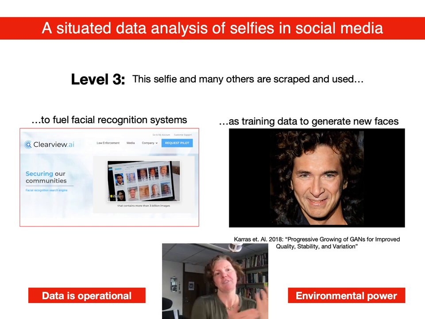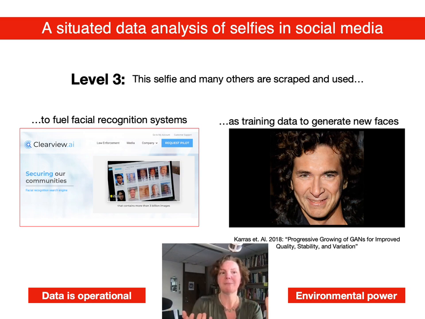So the third level is really purely operational. And this is actually outside of Facebook or Instagram. This is the data that was on Facebook or Instagram, all of our selfies, but now it's been scraped by other services. And my two examples here are ClearView and the image generation algorithms.